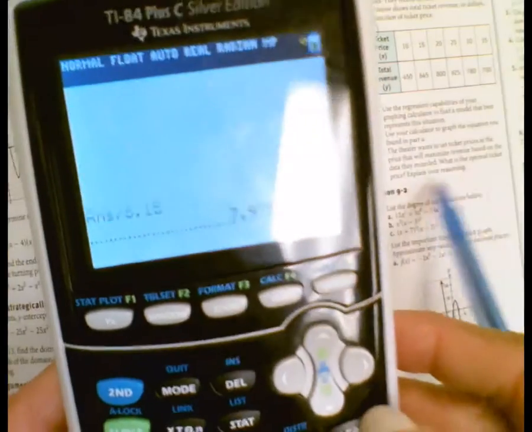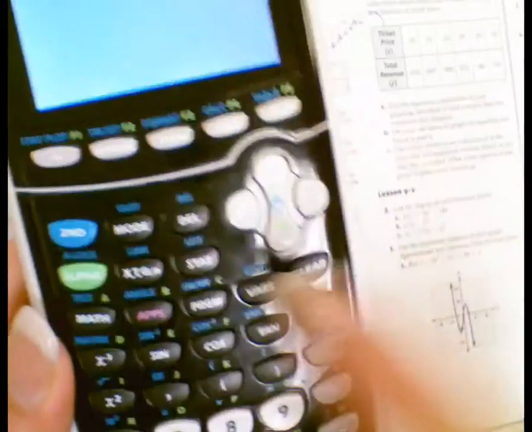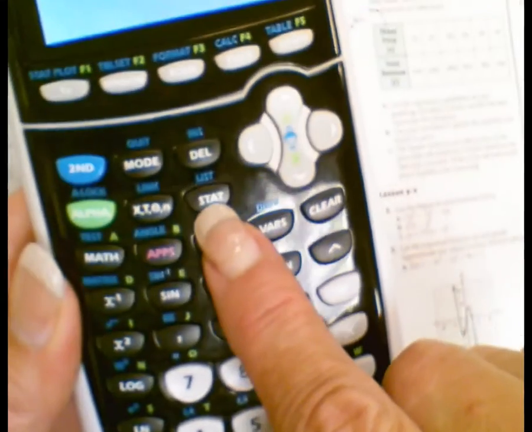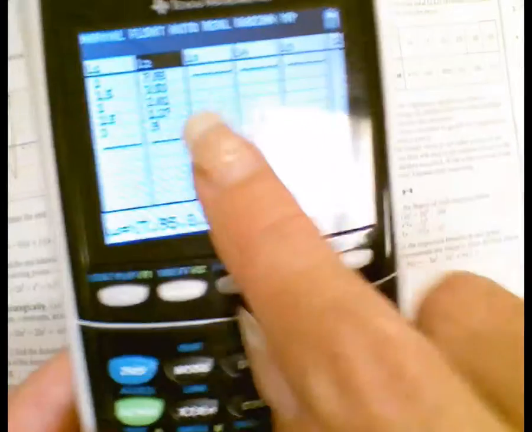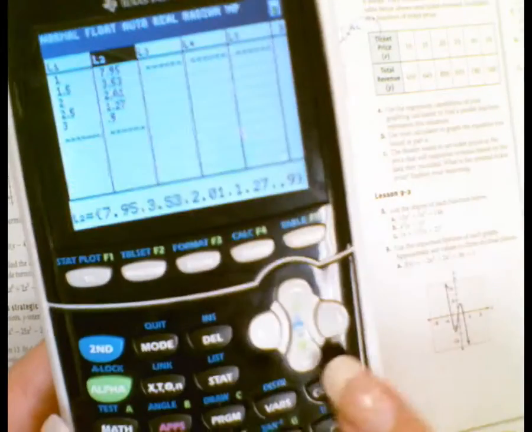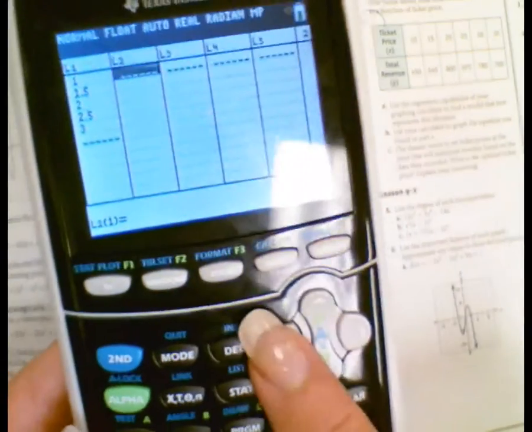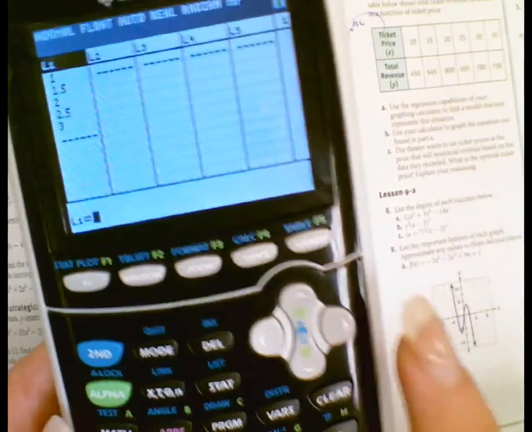Let's look at this. So I want everyone to go to your calculator. Press stat right here. Stat. Enter. Bring up your list. Go up to list 2. If you want to clear your list, go up and press clear. Enter. Go over to list 1. Clear. Enter. Now I'm ready to enter some numbers.